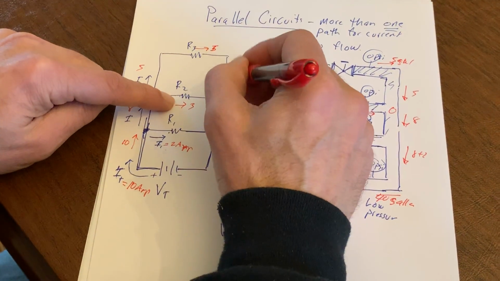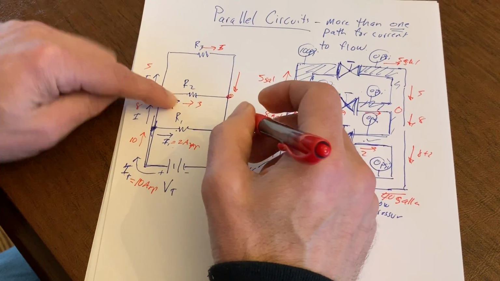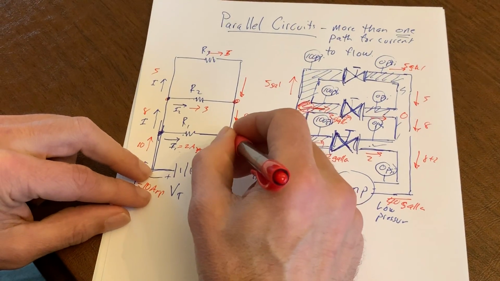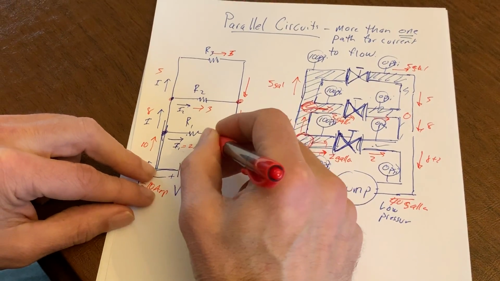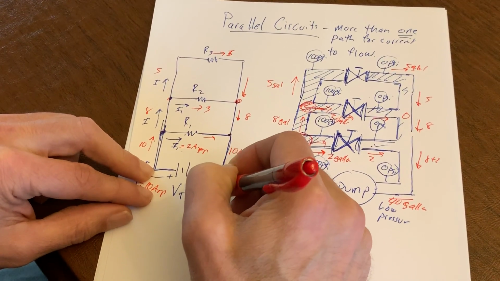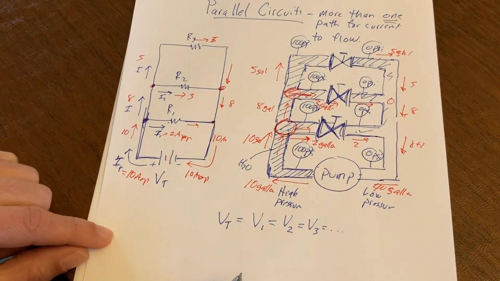3 pass this resistor. They're going to meet at this node. 5 coming in, 3 coming in. What do I have? 8 coming out, right? 8 meet this guy. 2 meets. What do I have? 10 amps. Lo and behold, 10 amps make it back to my battery.